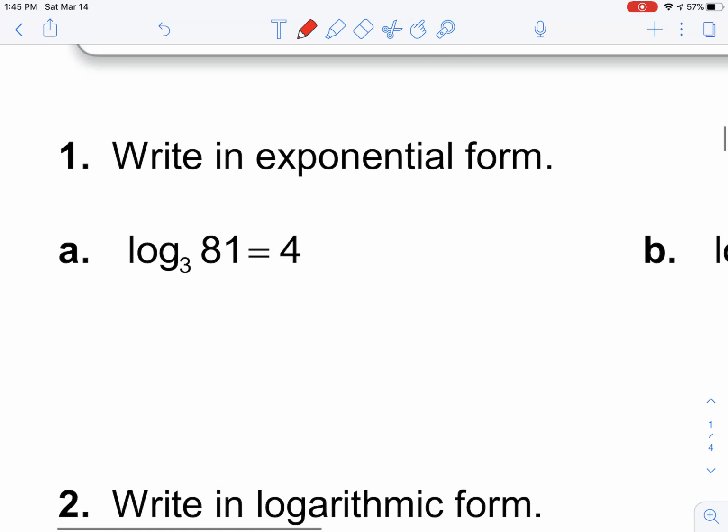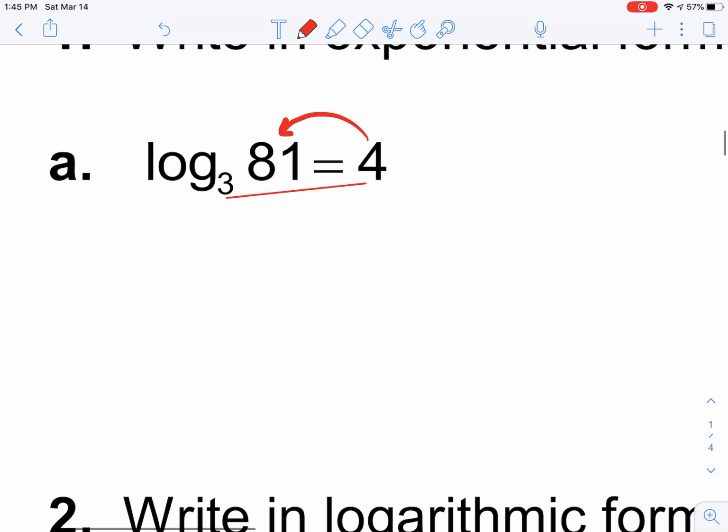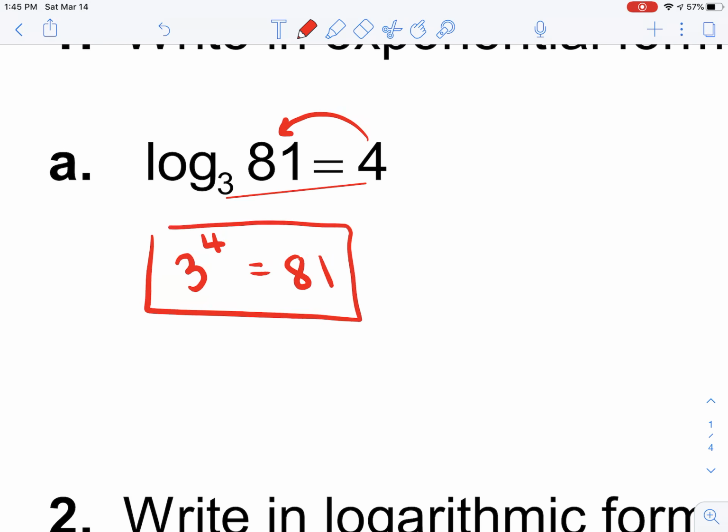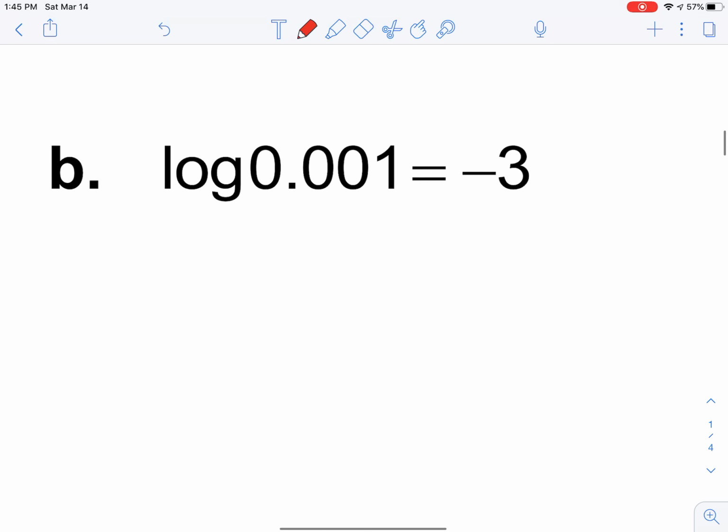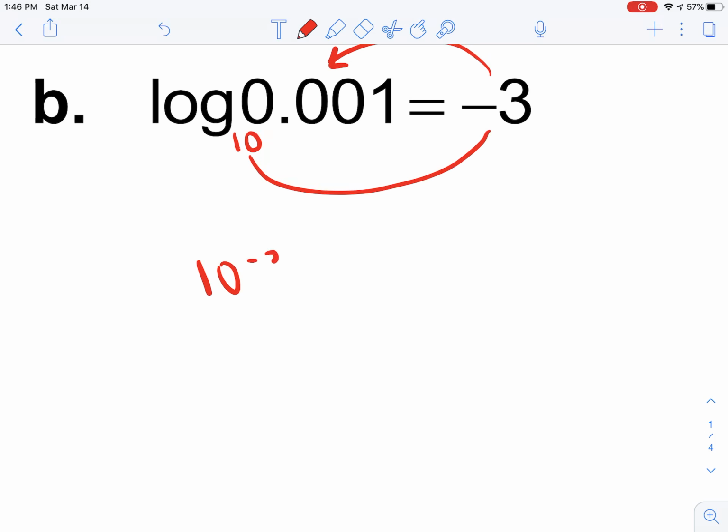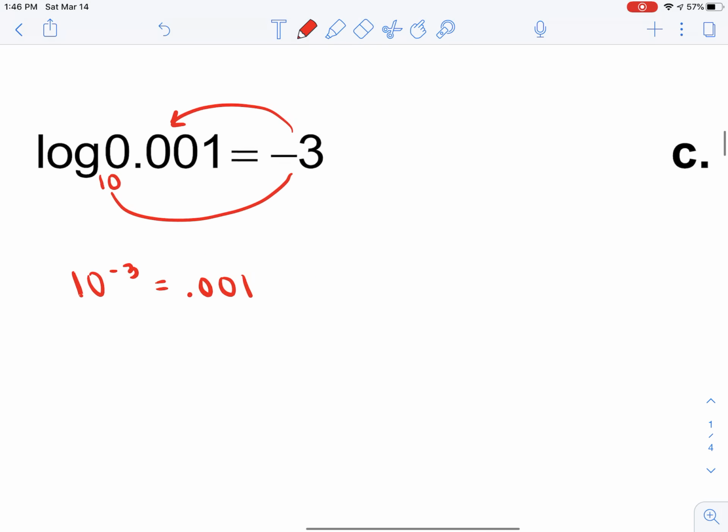If you're ever asked to write an exponential form, you're going to use the circle of life. You're going to start at the base, go over the equals, and that's going to equal the argument value. So in other words, 3 to the 4th power equals 81, and that's it. If you see a log with no base, you should remember from last year that technically it has a base of 10. So we go 10 over the equals is going to equal this quantity here. So 10 to the negative 3rd equals 0.001. And you should see that that is a true statement.